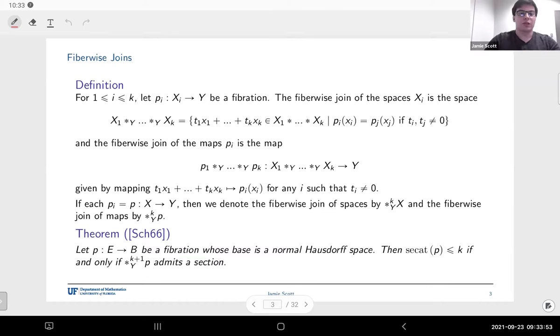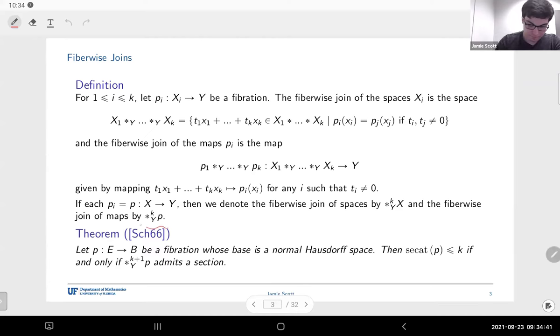And so then we define a fiberwise join of maps to be a map from that space to the codomain Y, such that a sum t_i x_i maps to p_i of x_i for any i such that t_i is not zero. And so that domain is essentially defined to be the biggest domain on which this map is well-defined. Okay, and we have special notation when all of our p's are the same. It's that little asterisk with a superscript k denoting the number of joins, and the subscript Y denoting the base space. We put the spaces in there for the domain with that notation, and for the resulting fibration, we put the fibration in that notation.